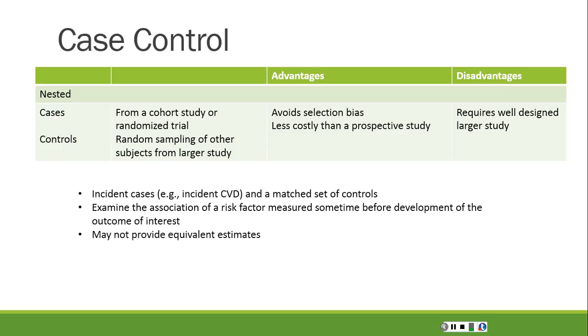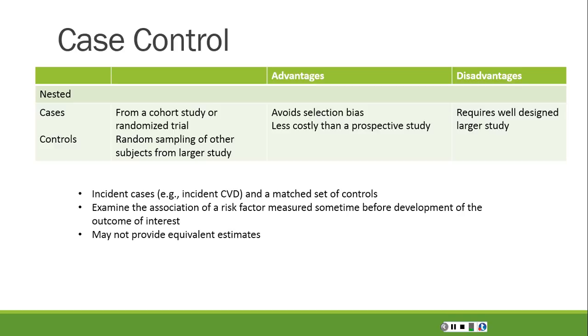Nested case control studies are derived from a cohort study or randomized trial for their cases, and then controls are a random sample of other subjects from the larger study. Advantages of a nested study are that they avoid selection bias, and they're less costly than a prospective study to perform because the data that you're using have already been generated. The disadvantages of a nested case control study are that they require a well-designed larger study.